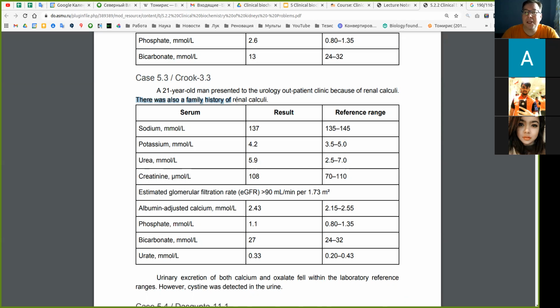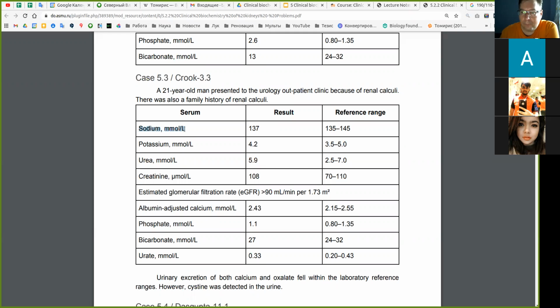There was also a family history of renal calculi. So his parents or maybe some relatives of this patient suffered from a very similar or the same disease, a formation of stones in the kidneys. Let's look at the biochemical results. At first we have to keep in mind that this patient has a complicated history. So he has relatives with the same disease, formation of stones in the kidneys.